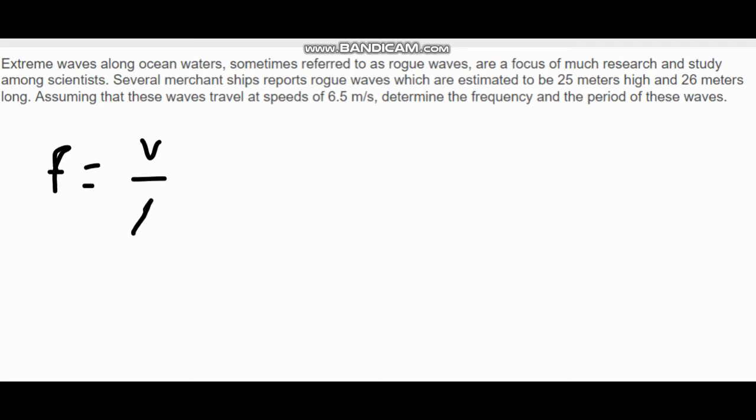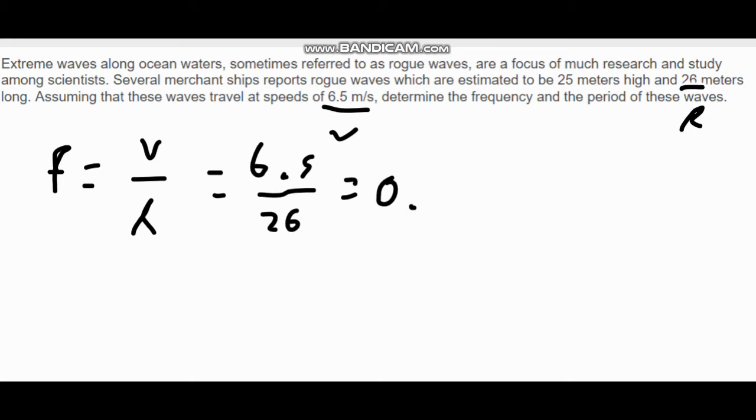The frequency is velocity over wavelength. We know the velocity is 6.5 meters per second, and we know the wavelength, which is 26 meters. So we can just plug that into the equation. So we get 6.5 meters per second over 26 meters. And that gets us 0.25 hertz.